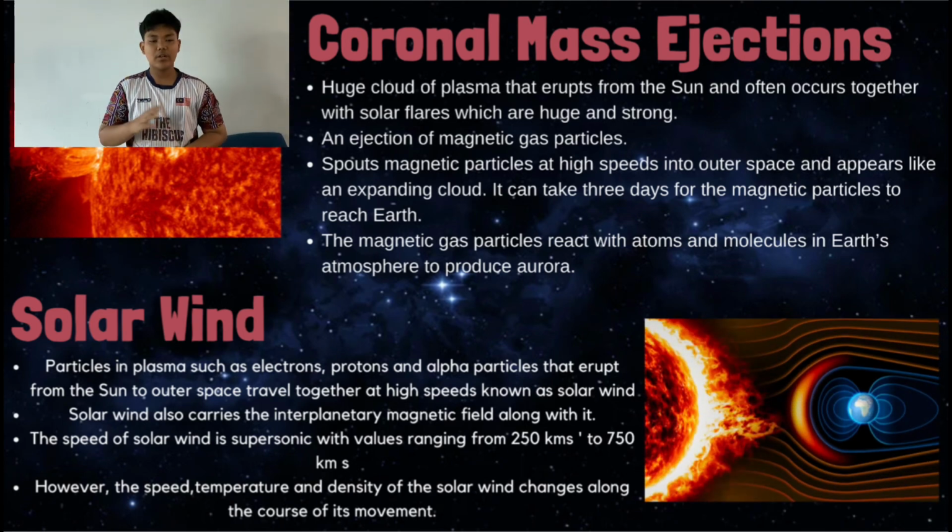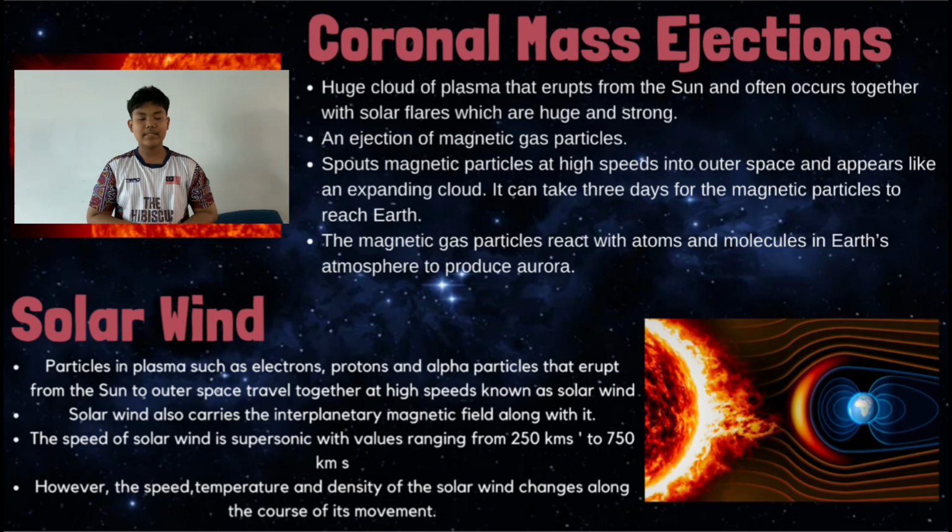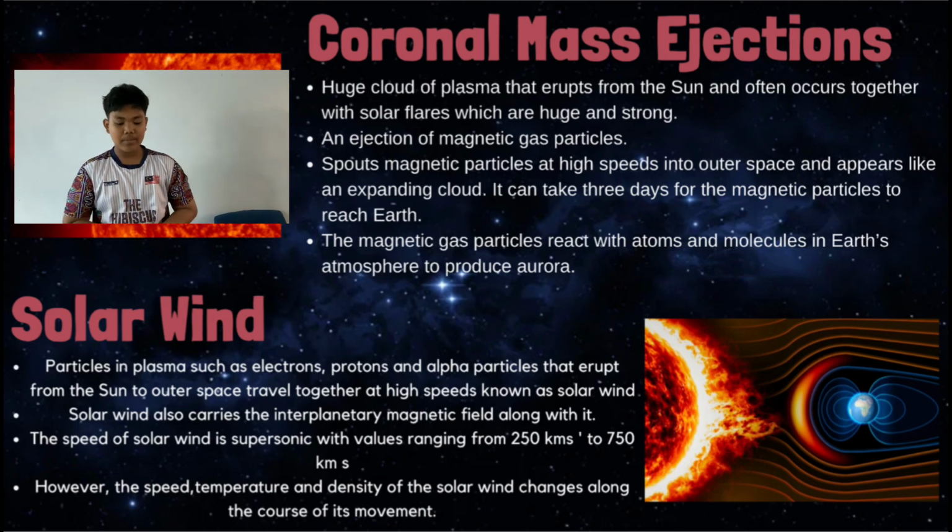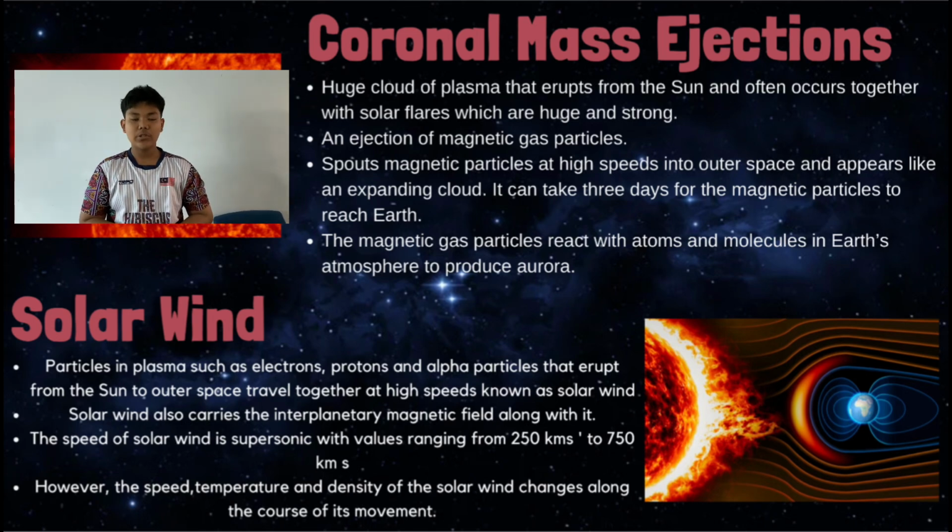Now, we're going to talk about solar wind. Solar wind consists of particles such as electrons, protons, and alpha particles that erupt from the sun into outer space together at a high speed. Solar wind also carries an interplanetary magnetic field along with it. The speed of solar wind is 200 km per second to 700 km per second. However, the speed, temperature, and intensity of the solar wind will change along the course it moves.